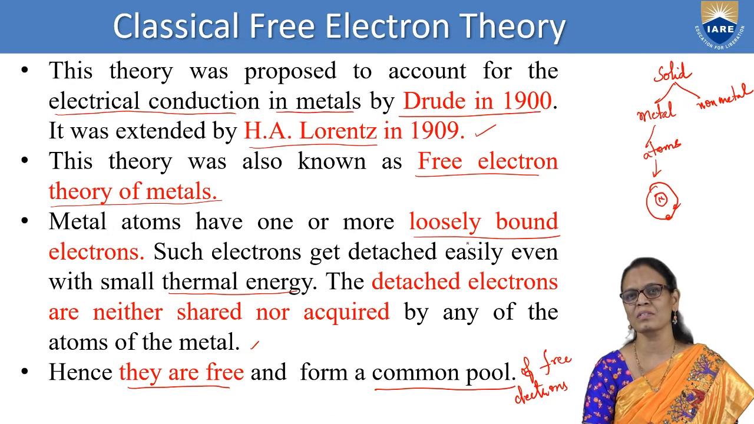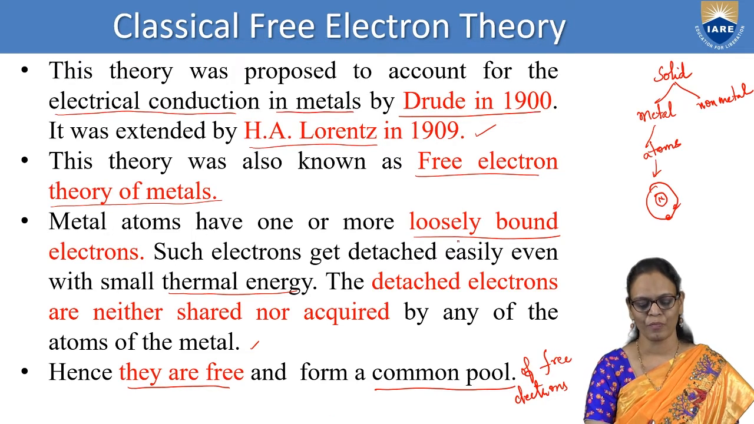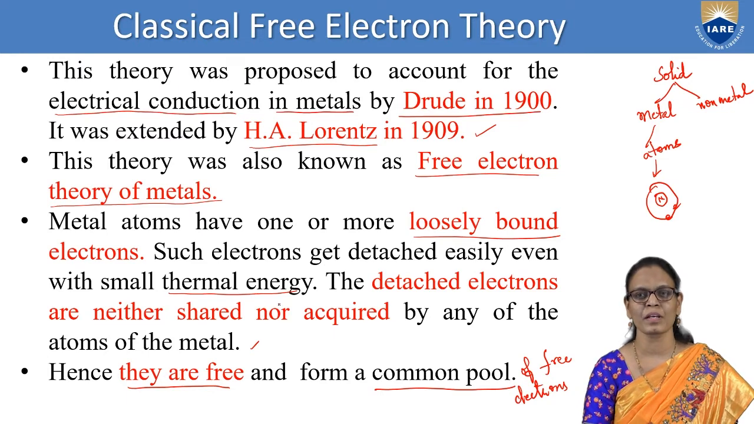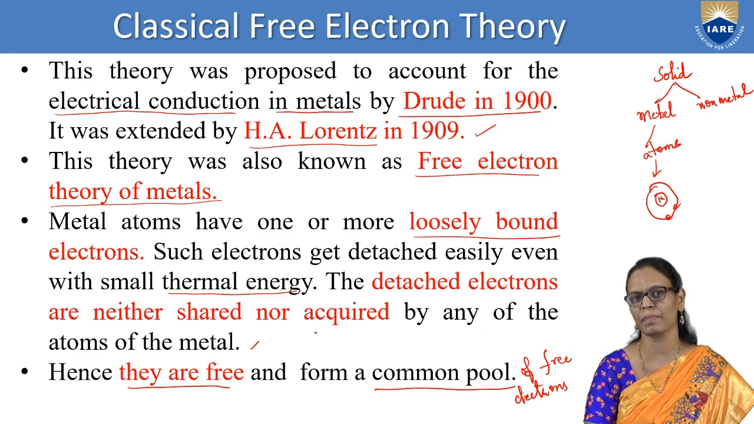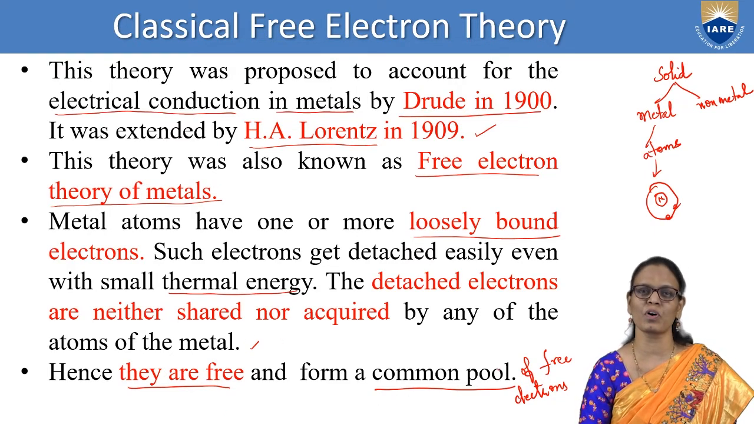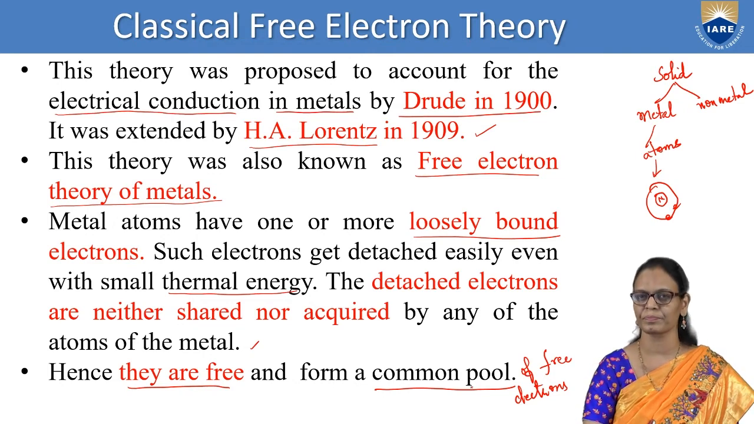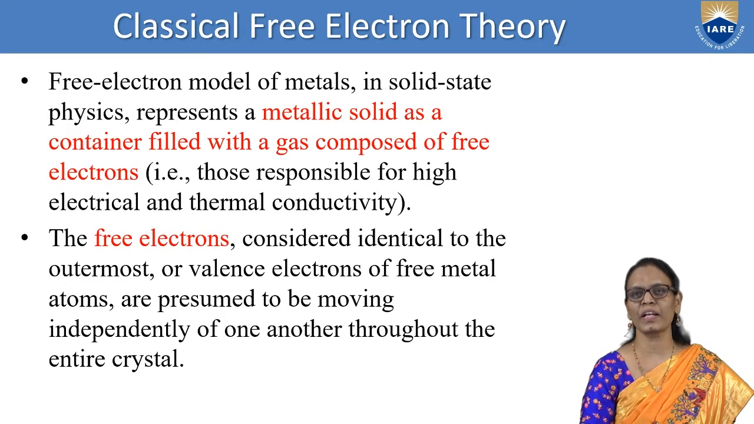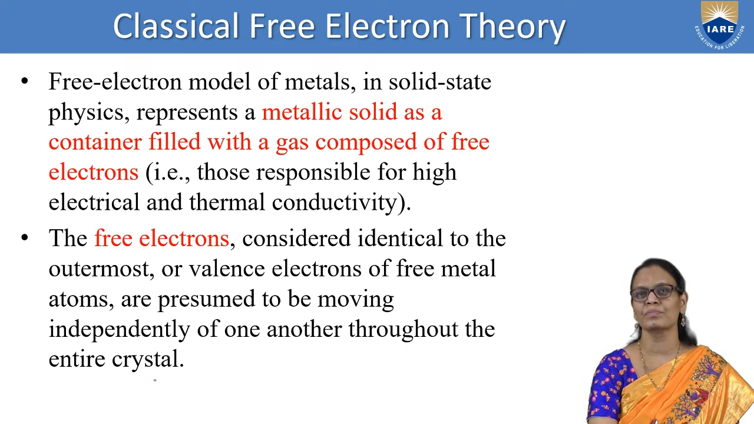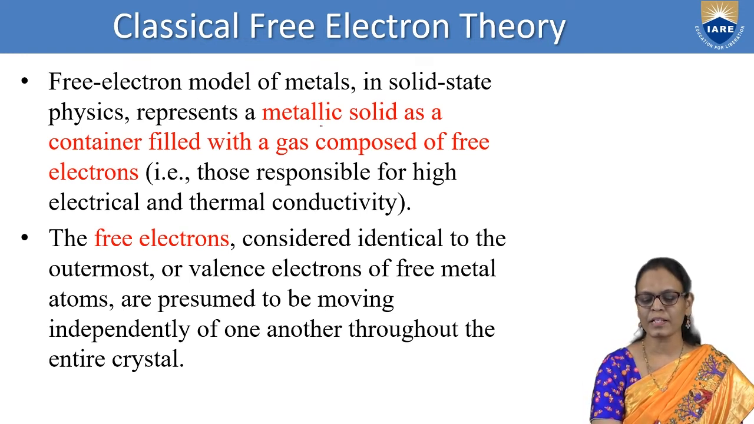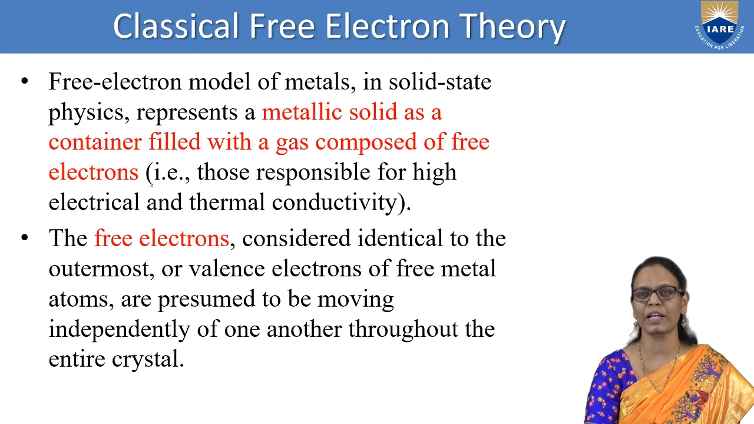So those electrons which are loosely bound, when you supply the energy, are detached. And after detachment, they are neither acquired nor shared by the other atoms. So they are absolutely free, and when they are free, they form a common pool of free electrons. Now these free electrons, what do they do? They represent a metallic solid as a container filled with gas composed of free electrons.